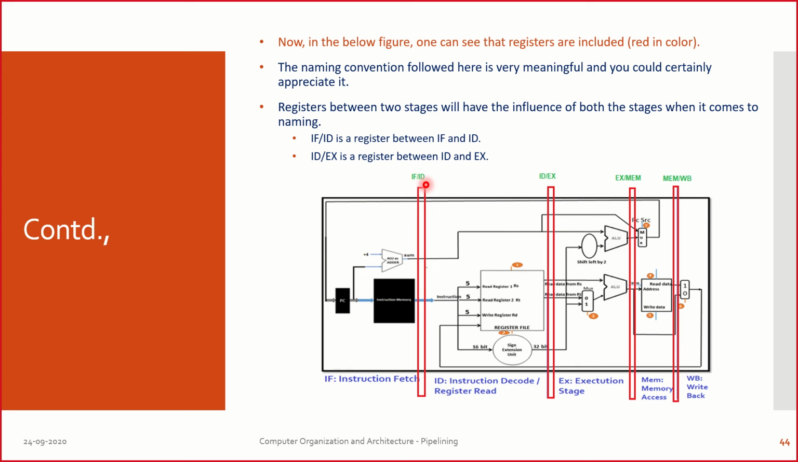The second register name is called ID slash EX. Why do we have to name it that way, sir? Very simple. This register is going to connect between the ID stage and the next stage, which is the EX stage. So I need to name it ID slash EX. The previous register is called IF slash ID because it was connected to the instruction fetch stage and then the instruction decode stage. But here instruction decode and execution stages are connected, so I need to name it appropriately.